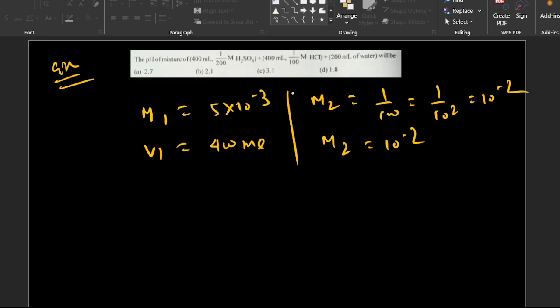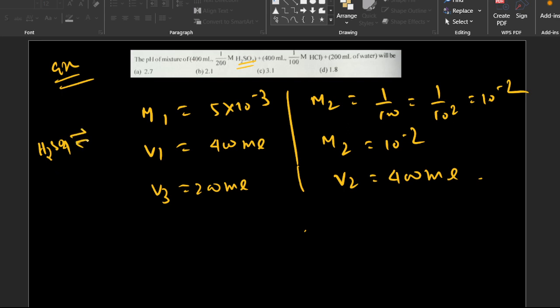And V2 is 400 milliliter, and with V3, 200 ml of water is also added. So for this, I will get the number of moles of H plus. Since this is H2SO4, it will give 2H plus and SO4 2 minus. So 2H plus is coming from here.